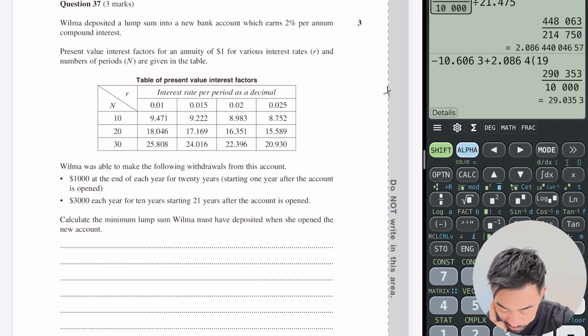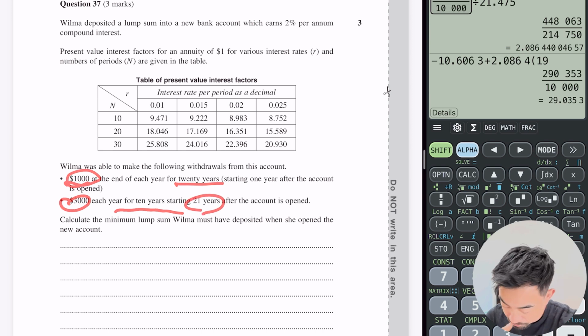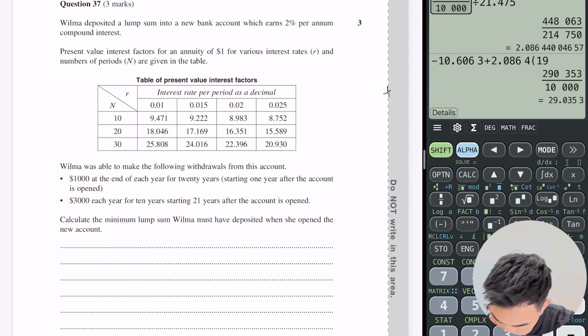Okay, so what is happening here? She's put money into this fund for what looks like 30 years. And she's been able to withdraw $1,000 each year for 20 years and $3,000 each year for 10 years. That's where the 30 years comes from. Calculate the minimum lump sum Wilma must have deposited when she opened the new account.